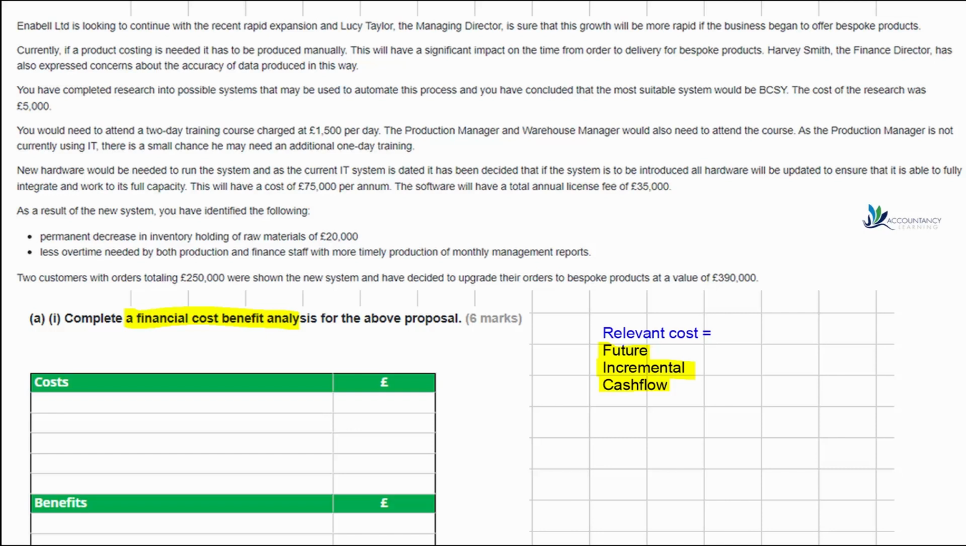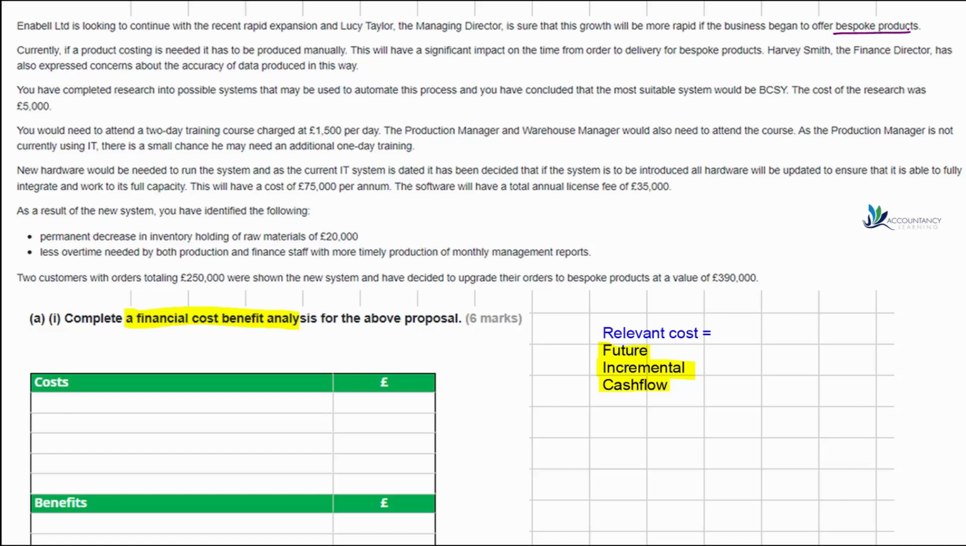So it tells us that Annabelle is looking to continue with recent rapid expansion, and Lucy Taylor, the managing director, is sure that this growth would be more rapid if the business began to offer bespoke products. So that's what we're thinking about now. Should we offer bespoke products rather than just standard off-the-shelf products?